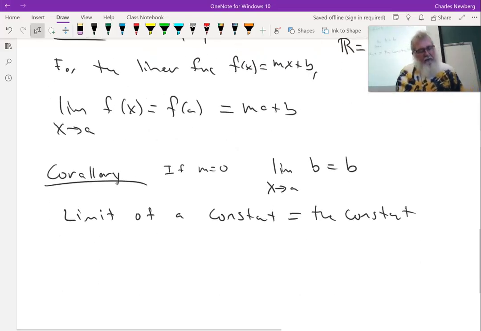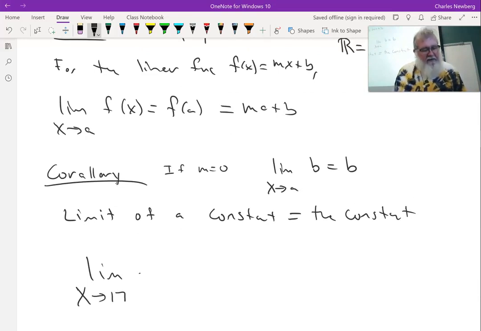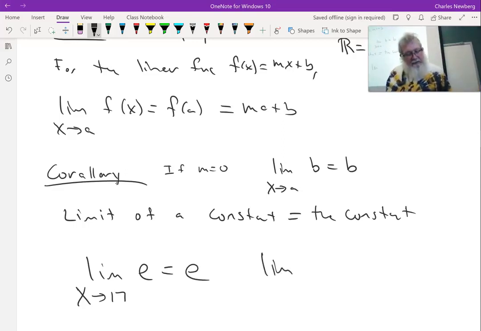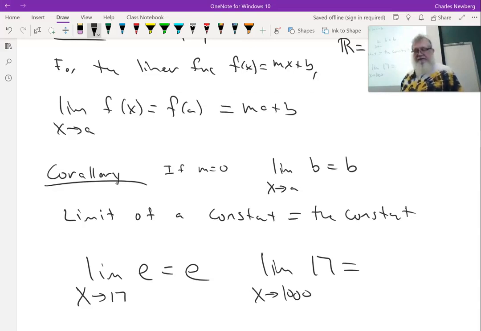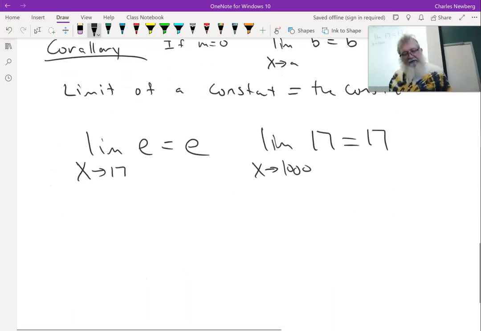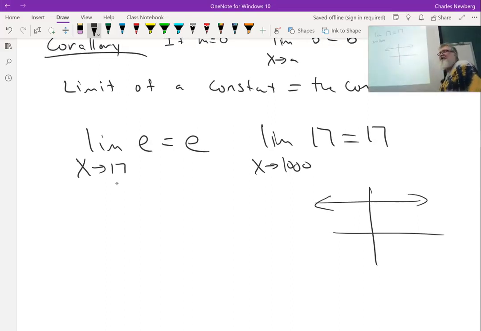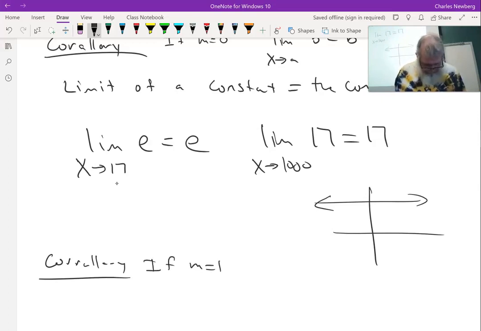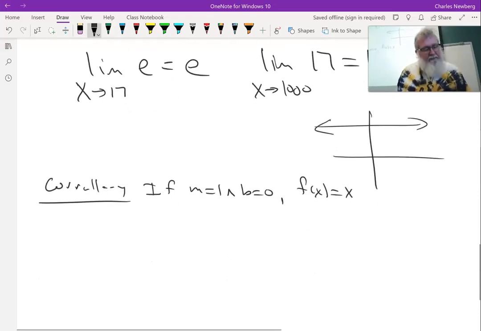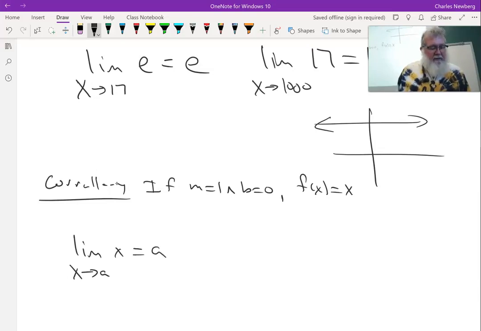So if I ask you, what is the limit as x approaches 17 of the number e? Is e a constant? Is e a number? It is, right? 2.718, it's Euler's constant. So what's this limit? e. If I ask you, what's the limit as x approaches 1,000 of 17? Is 17 a constant? It is. So what's the limit? 17. And if you think about the constant functions again, what are they? Horizontal lines. So all those y-coordinates are exactly the same. The second corollary of this is if m equals 1 and b equals 0, then the function just looks like f of x equals x. And that says the limit as x approaches a of x, what does it equal? a.